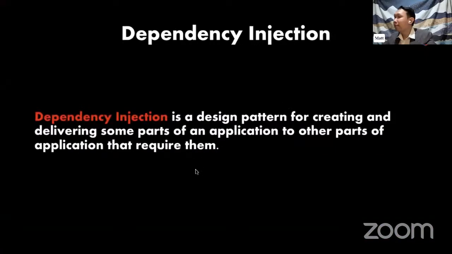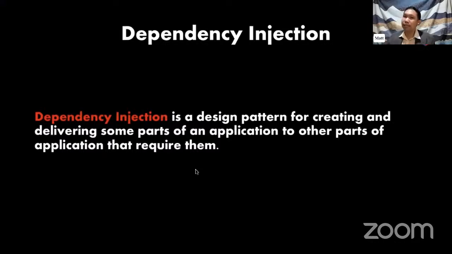The next is dependency injection. Now this is a bit complicated if we try to understand how it works, but I will give you an easier example in order for us to understand this. Basically, dependency injection is a design pattern for creating and delivering some parts of an application to other parts of the application that require them. The purpose of it is that it enables different components to communicate with each other. Let's say component one needs some values in component two. With the use of dependency injection, we can do that in our Angular application.